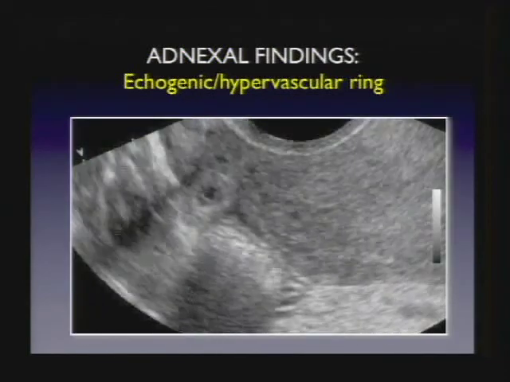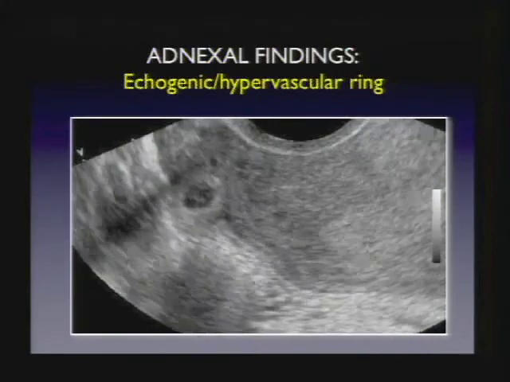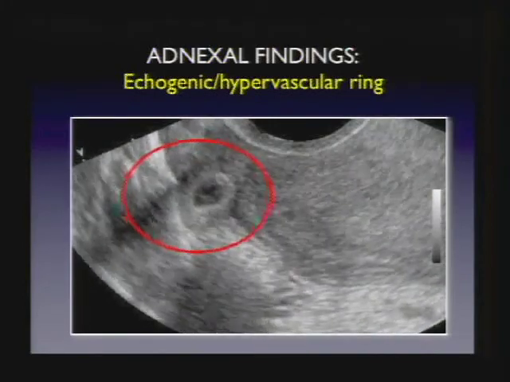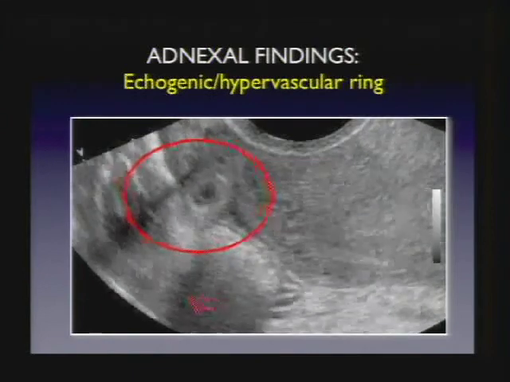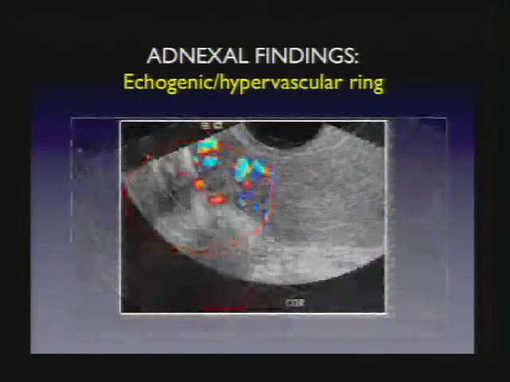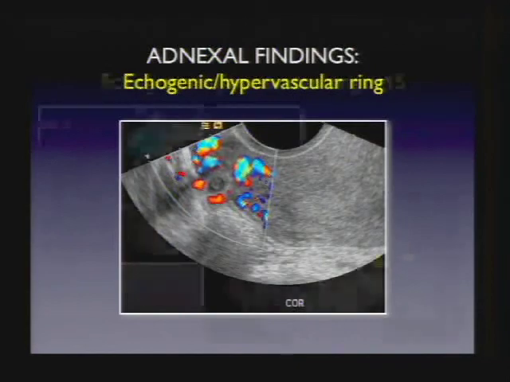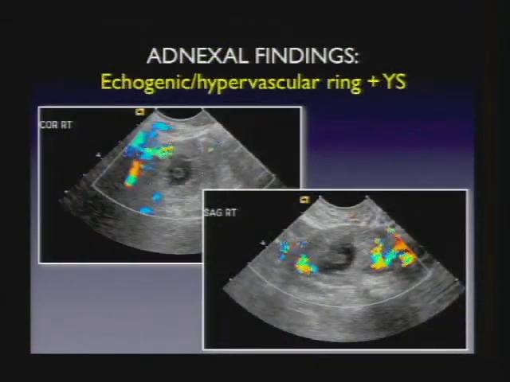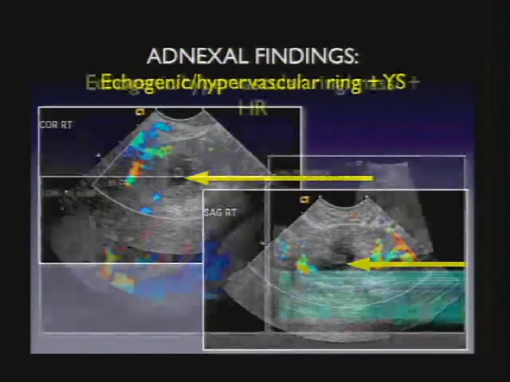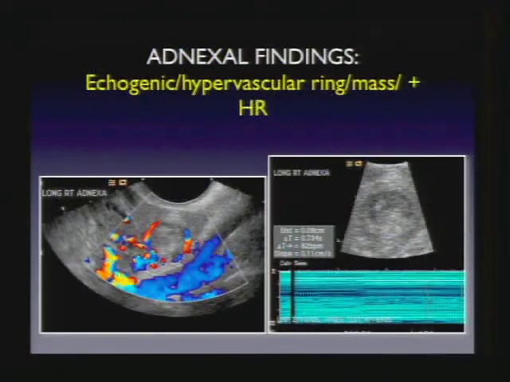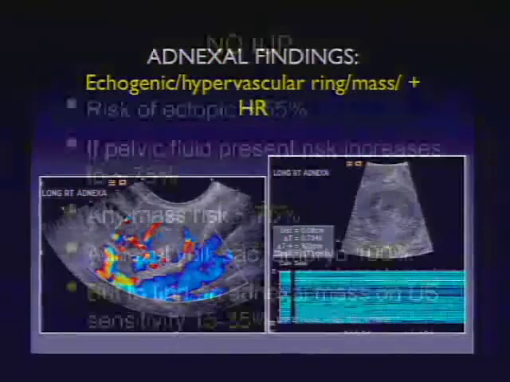So here's an echogenic hypervascular ring outside of the uterus within the adnexa. You can even see a little bit of a yolk sac in there. This is an ectopic until proven otherwise. Here with flow. Echogenic ring with a more obvious yolk sac outside of the uterus. Immediately you suspect this is an ectopic. Echogenic hypervascular ring and mass. And sometimes you can also detect heart rate within that echogenic mass, even though you don't actually see the crown rump or the fetal pole.